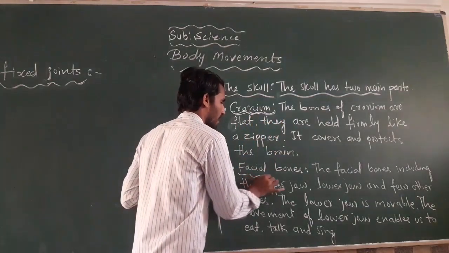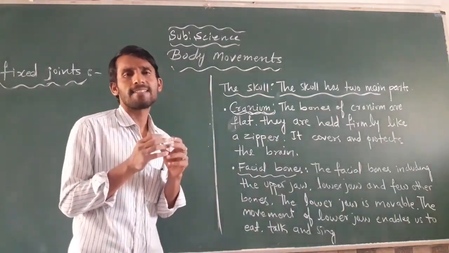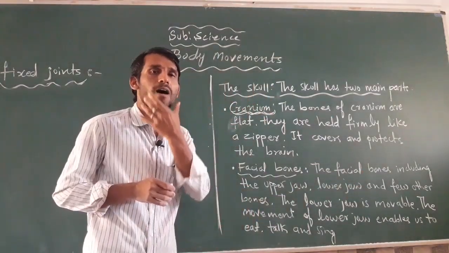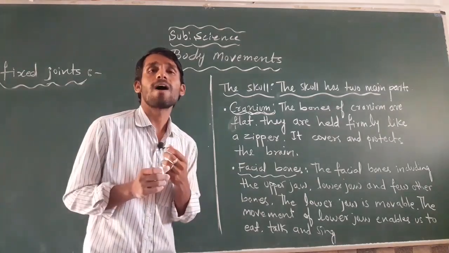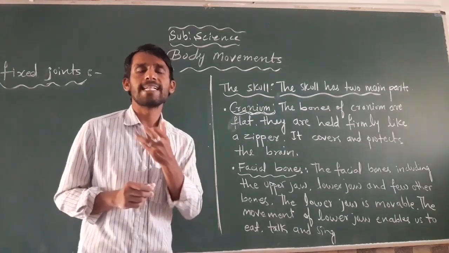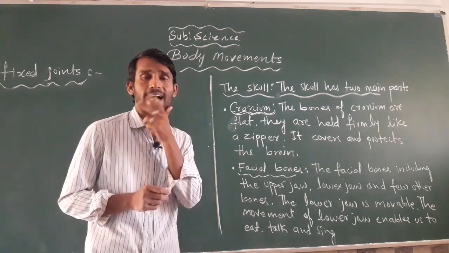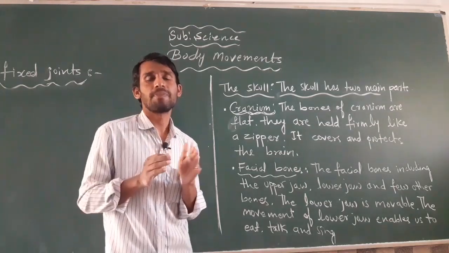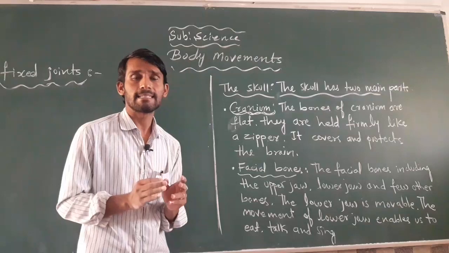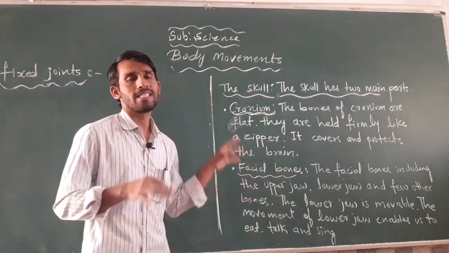The second part of the skull is the facial bones. Yes, right. In the face, we have so many different types of bones. See, the facial bones include the upper jaw and lower jaw and a few other bones also. Dear friend, we have to observe here that the lower jaw is the only movable part in the skull system, and the remaining part of our skull system is not moving. The movement of the lower jaw enables us to eat, to talk and to sing any song. Dear friend, this is the skull system.